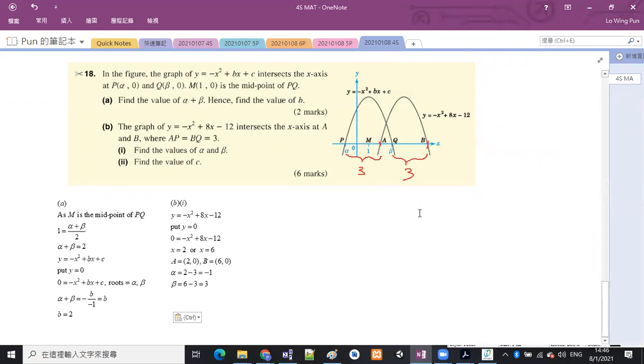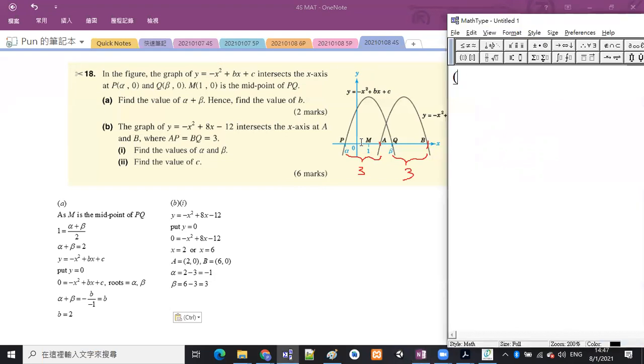And then find the value of C. C is here. C is in the original curve of the original equation, where alpha and beta are the roots. So if we just consider the product of roots, because we have found the roots already, then we can actually find the value of C. Can you see this? So B2, that's very easy.